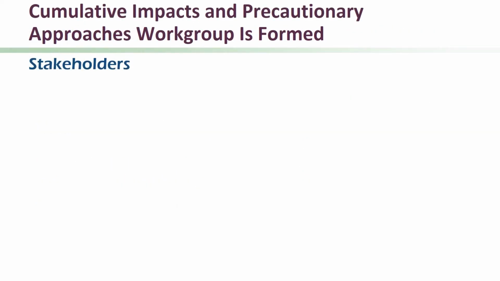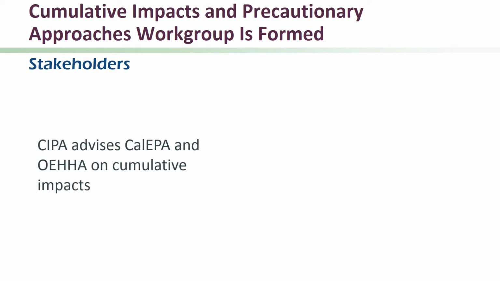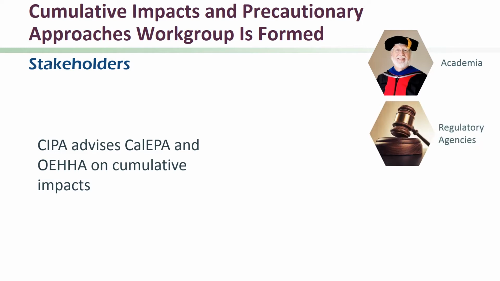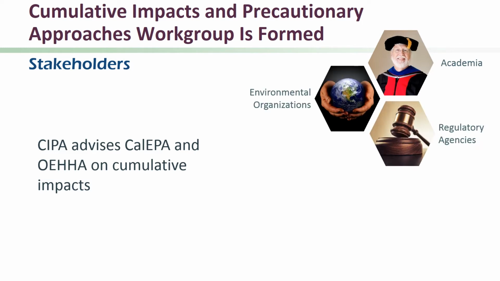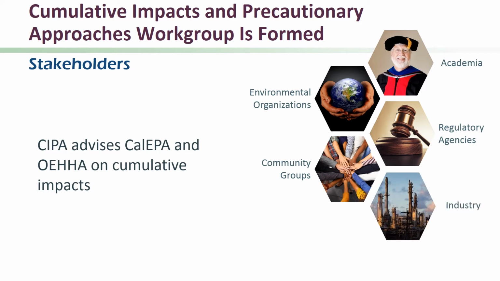A work group of stakeholders from a variety of backgrounds was also formed to provide advice to CalEPA and OEHHA on cumulative impacts. This Cumulative Impacts and Precautionary Approaches, or CEPA, work group included stakeholders representing academia, regulatory agencies, environmental organizations, community groups, industry, and agricultural groups. The work group met many times and provided valuable direction and feedback to OEHHA and CalEPA on cumulative impacts.